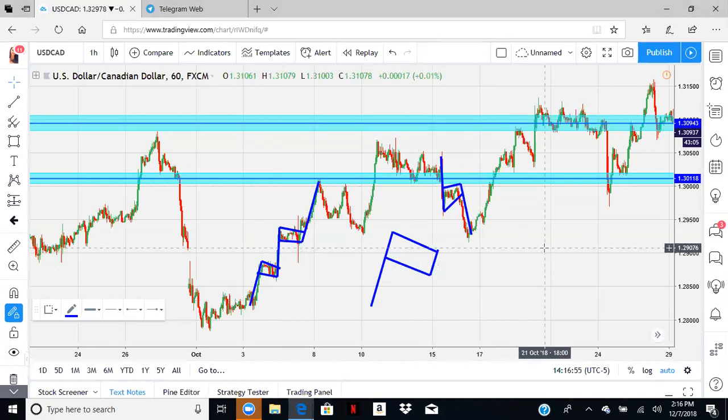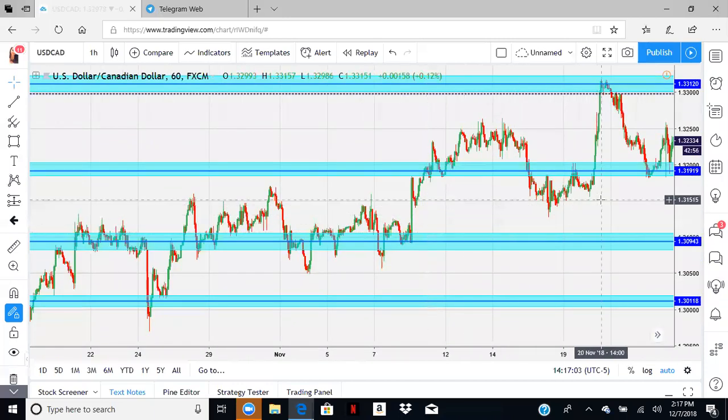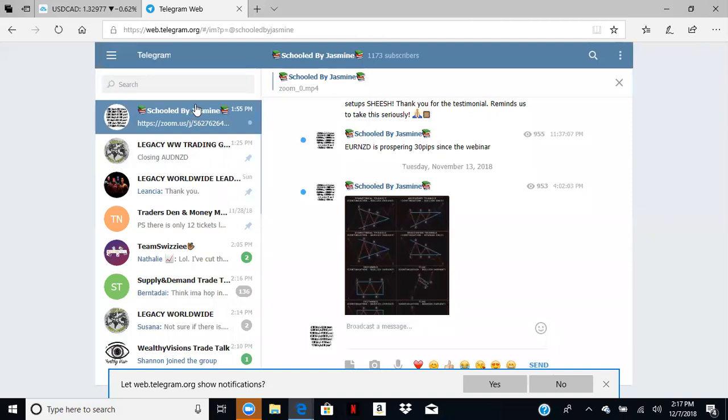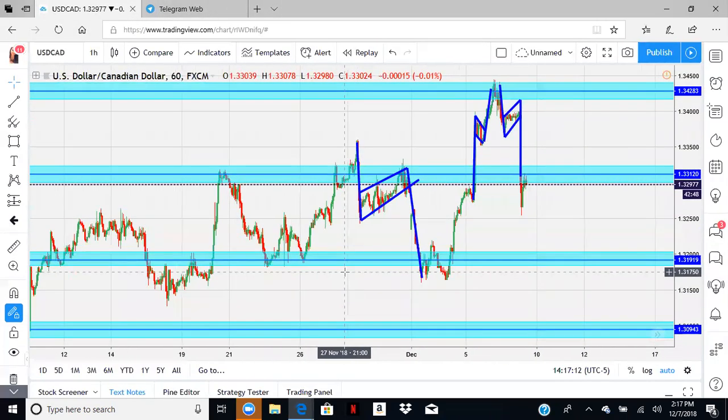Okay, so I cannot teach you guys how to identify this pattern. I can point them out for you guys, and the way that I do in my Telegram, I'm always posting the flags that I currently see. But there is a tool out there. I'm not a fan of indicators, but this indicator does help you visually see flags a little bit better.